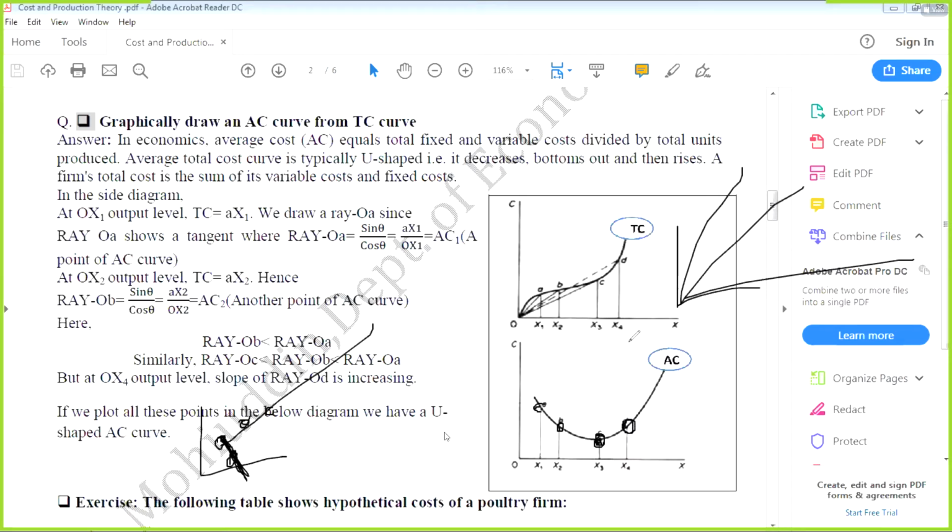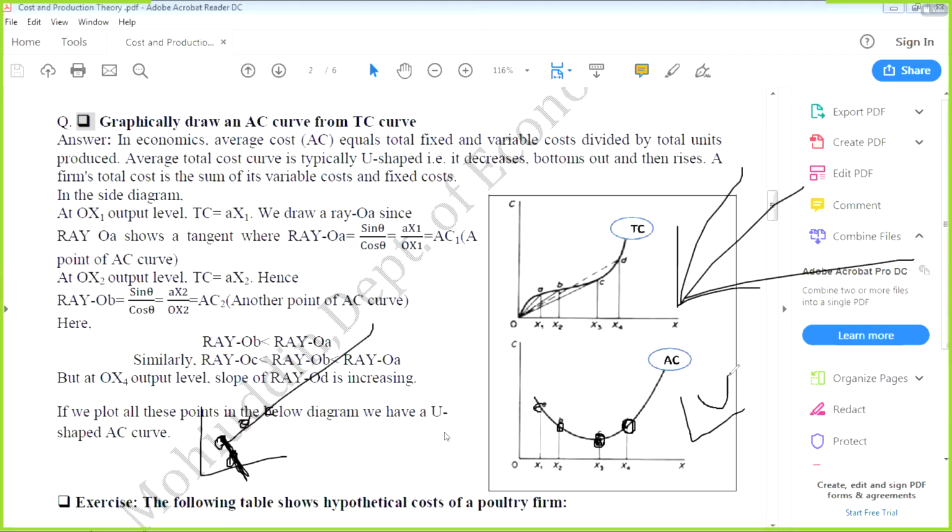In this way, after this point, you will find another ray which is increasing here, here, here. We don't need to show all of these points. It is enough to show these three. So if you take the locus or summation of all these four points, you will find an average cost curve of U shape. This is the discussion of this question.